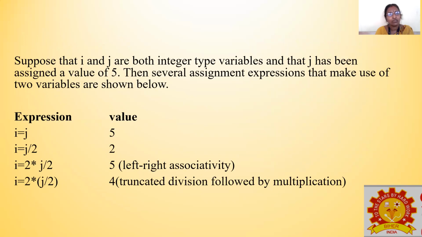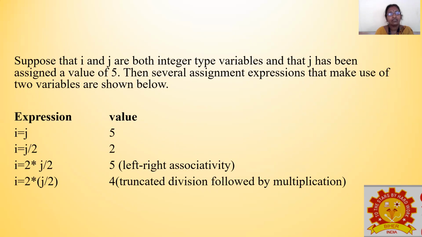Suppose that i and j are both integer type variables and j is assigned the value of 5. Then several assignment expressions that make use of the two variables are shown below. Expression: i = j. So what is i = j? Both are 5, and the value of i is assigned as 5.